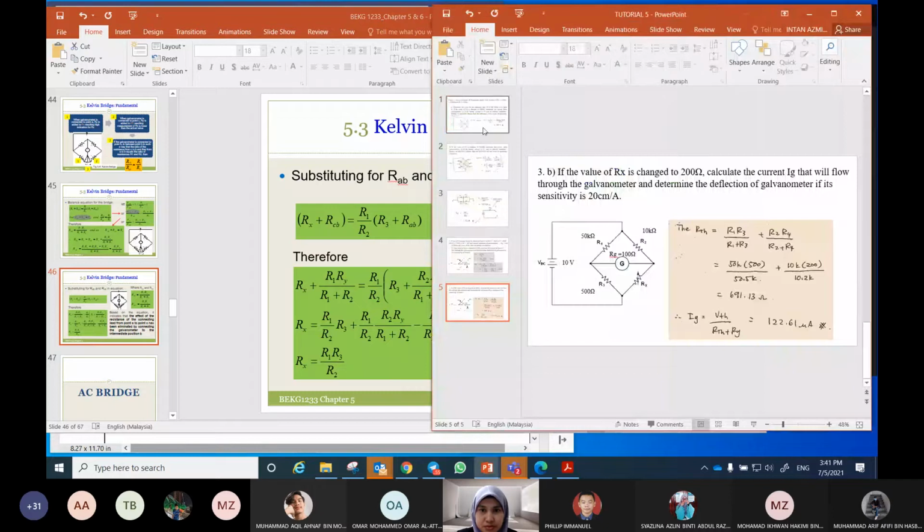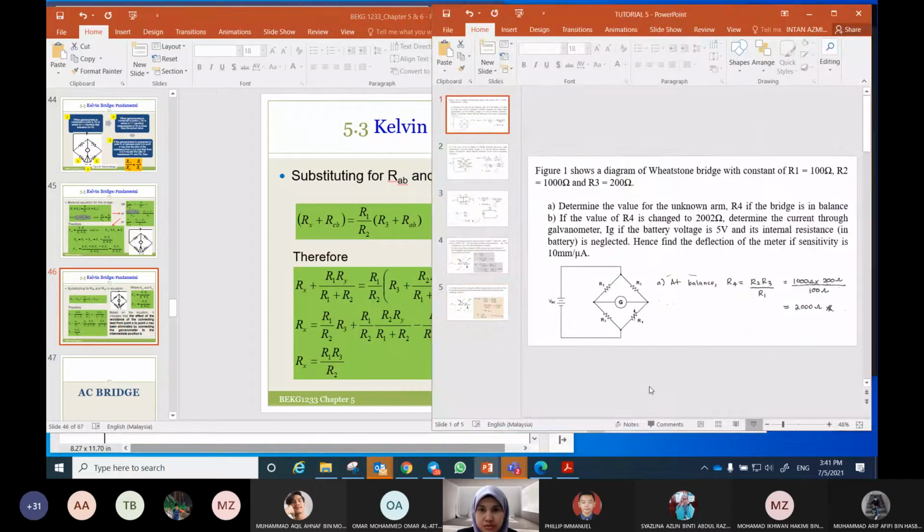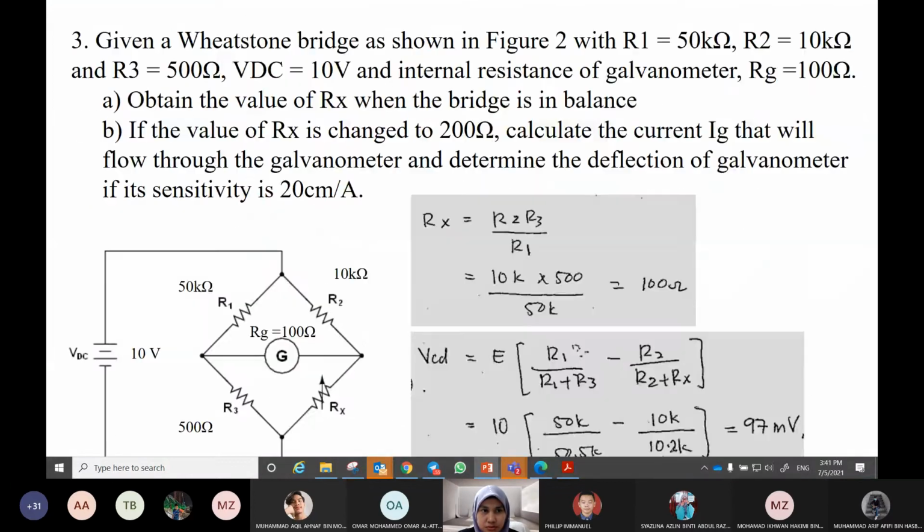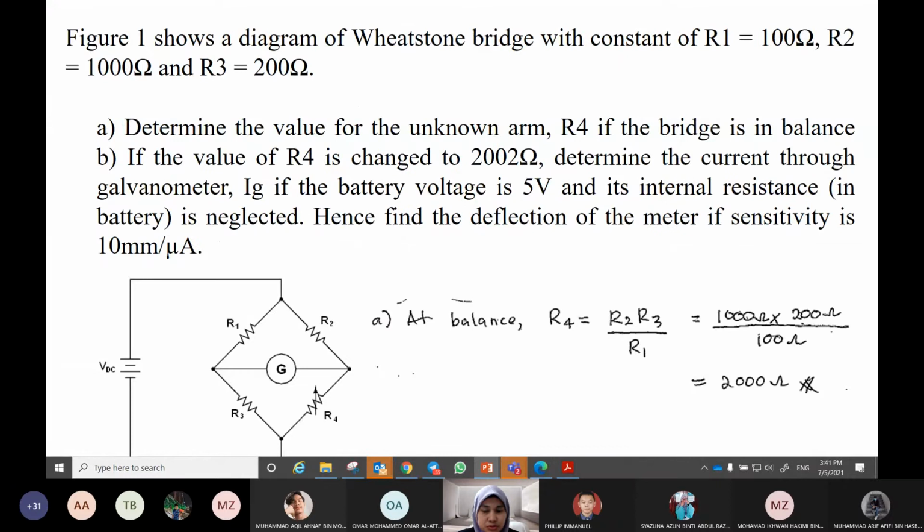Tutorial 5. Okay, this is number 2. Figure 1 shows a diagram of a Wheatstone Bridge with constants R1 equal to 100 ohm, R2 equal to 1000 ohm, and R3 equal to 200 ohm. Determine the value of the unknown arm R4 if the bridge is in balance.